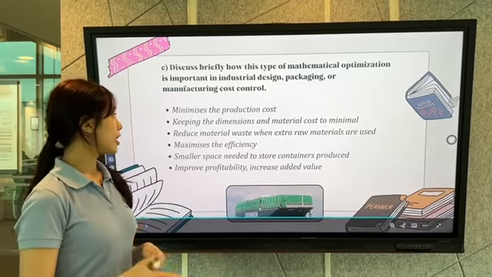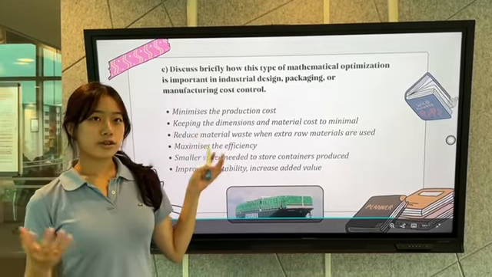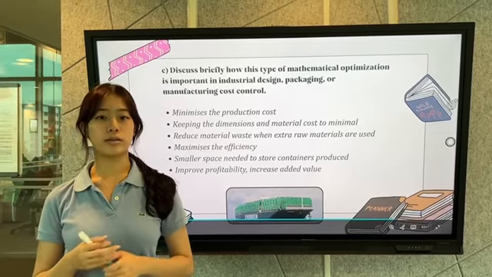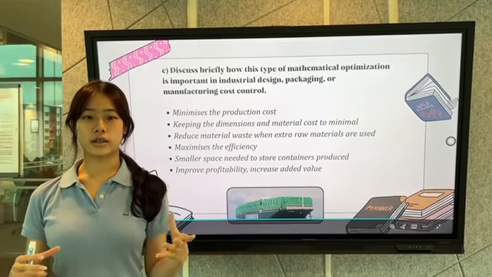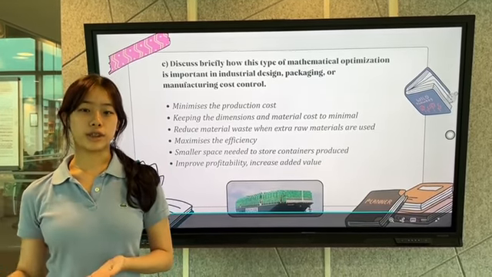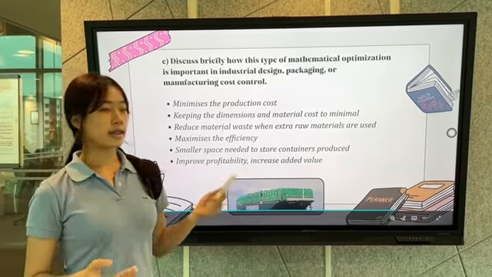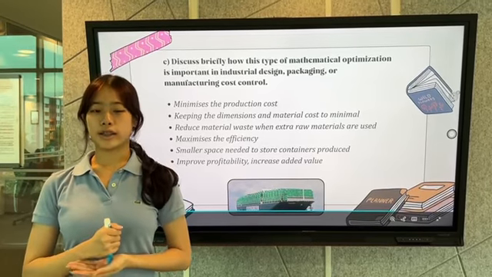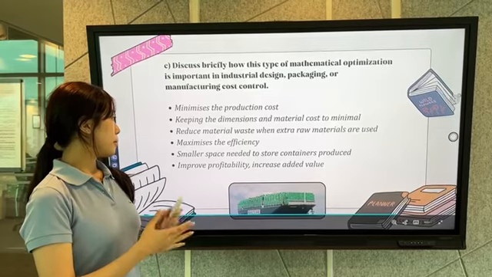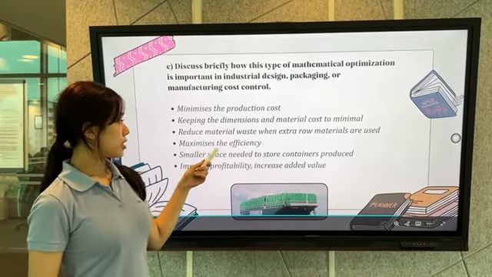It's because when storing industries keep the dimensions and material costs to the minimum, the production of the containers would not need extra raw materials, which leads to a reduction in material waste. When extra raw materials are used, the cost increases, thus the industry can maximize the efficiency.